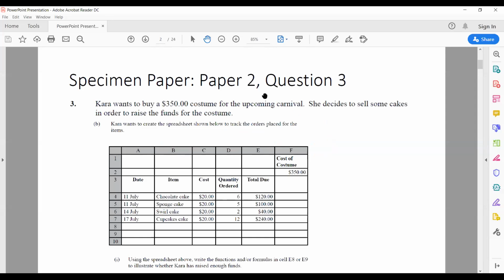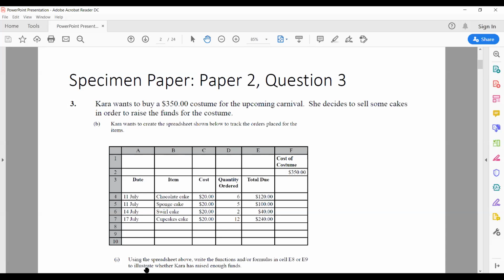Cara wants to buy a $350 costume for the upcoming carnival. She decides to sell some cakes in order to raise funds for the costume. Cara wants to create the spreadsheet shown below to track the orders placed for the items. So that's the introduction to the question, and then they give you a screenshot of the spreadsheet and the details it contains, right? According to this, she's tracking what item is sold, what date it's sold, the cost of the item, the amount that was ordered, the quantity, the total due, and then the cost of the costume that they told, right? $350.